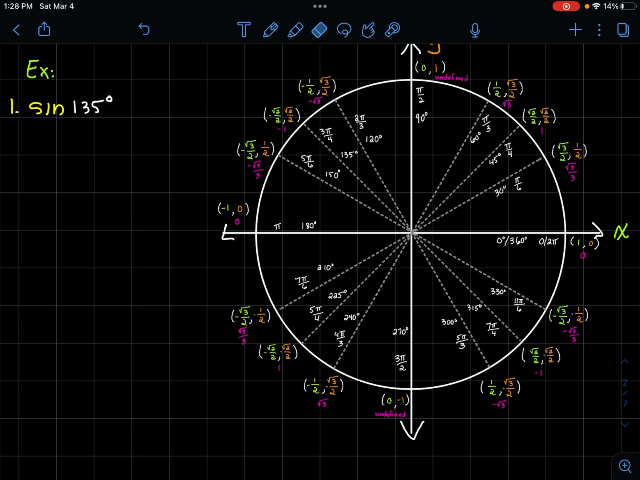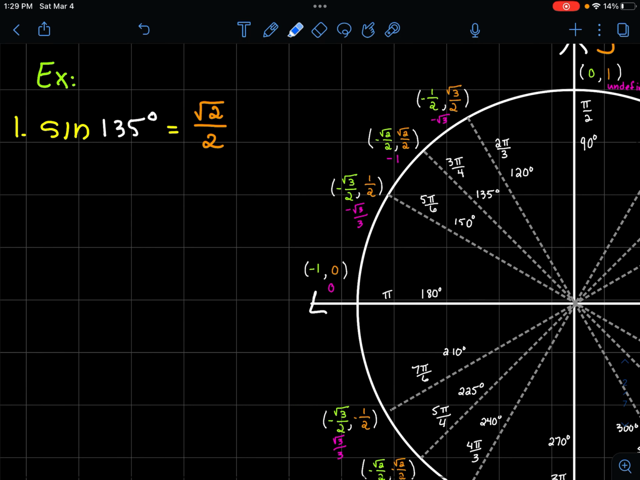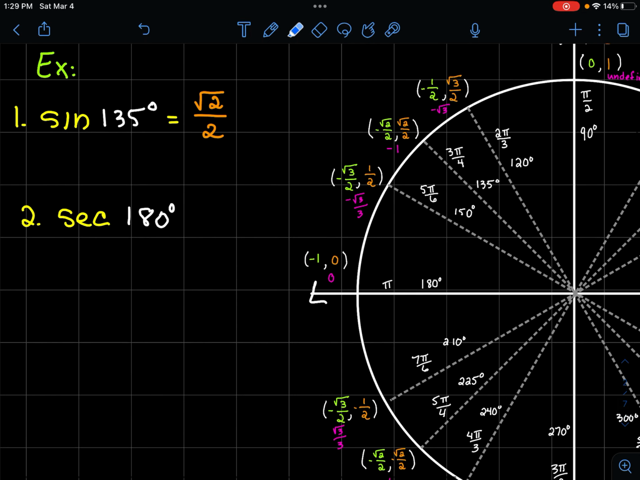Okay, here's our unit circle. Let's find where 135 degrees is at. There we are, we're in the second quadrant. We know the sine is the y value of the ordered pair. So what is our y value here? Looks like we got square root of 2 over 2. So therefore, the sine of 135 degrees is going to be square root of 2 over 2. And that was pretty simple. We didn't have to do any conversions.